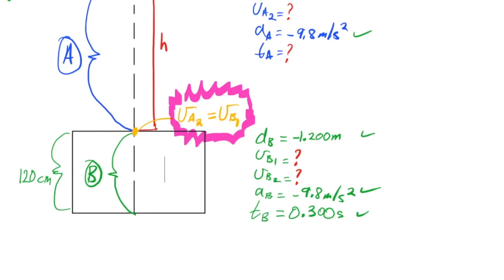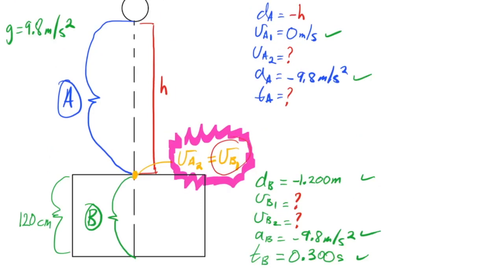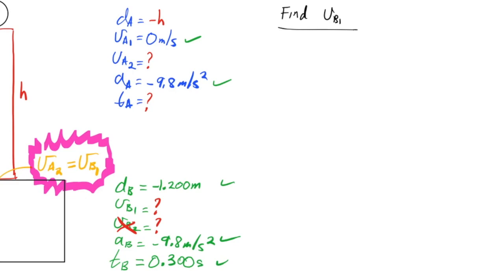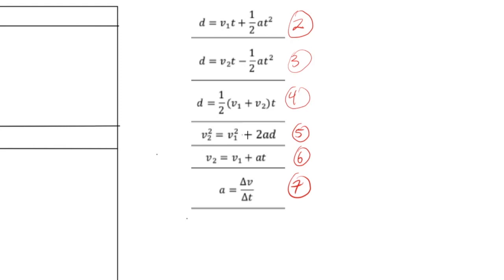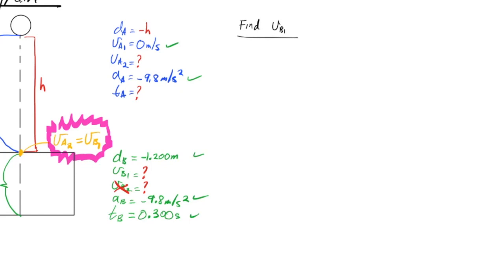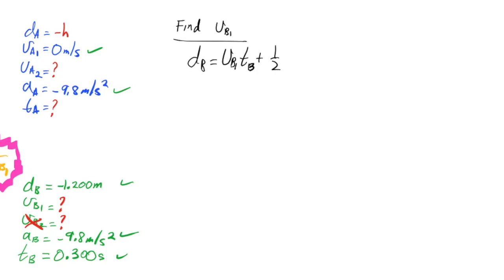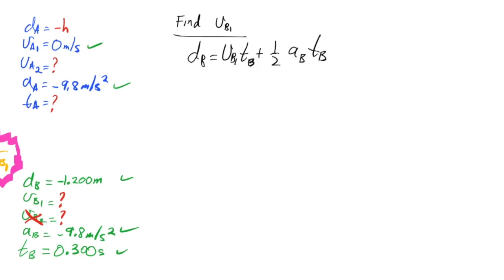Now we have a pathway because we have enough information to find VB1, which means we will then know VA2, which means we can do this. So step 1 is we're going to solve for VB1, which means we don't care about VB2. So to find VB1, we have to pick the one formula that does not have VB2 in it. Well, consulting our list, that would be this one. And you may have noticed that this is one of the more common equations that we use. So dB is equal to VB1 TB plus one half AB TB squared.